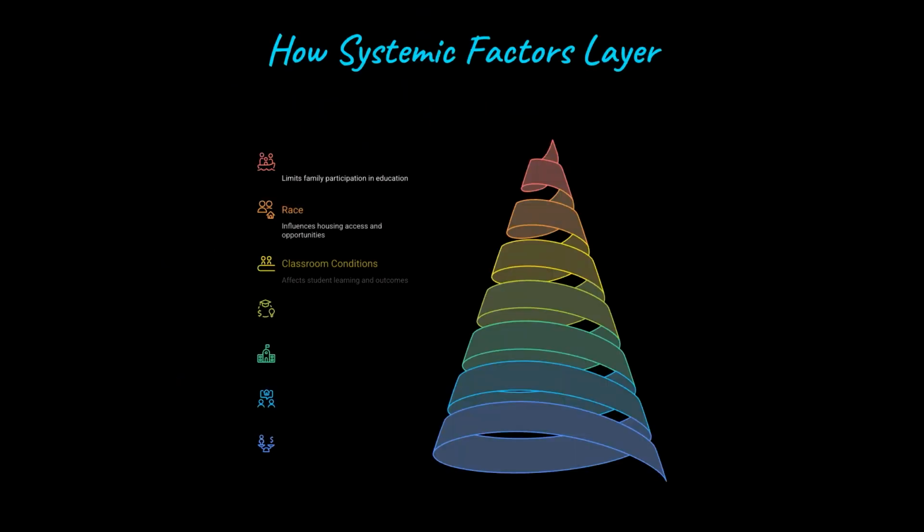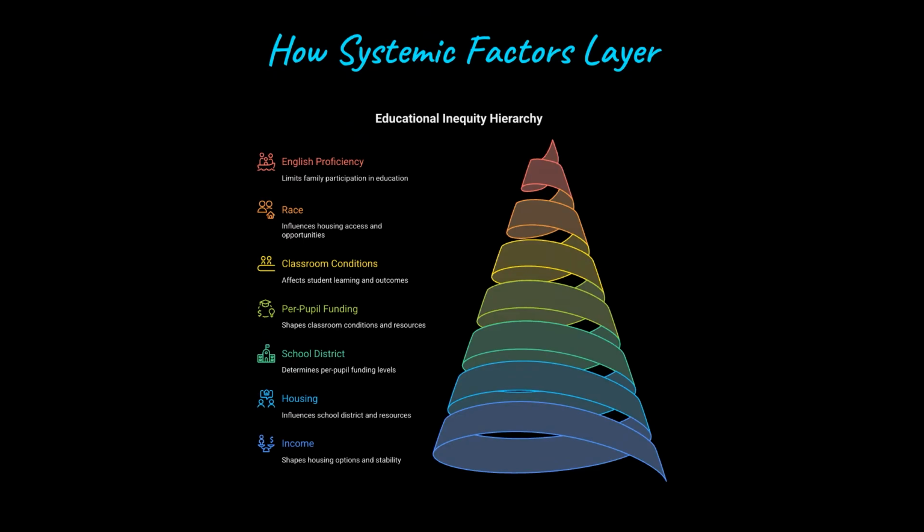Each factor works through layers. Income shapes housing, which determines school district assignment, which controls per pupil funding, which affects classroom conditions. Race intersects housing markets, looping back into school assignment. Every layer compounds the others, which is why the gap is persistent and resists single-issue fixes.